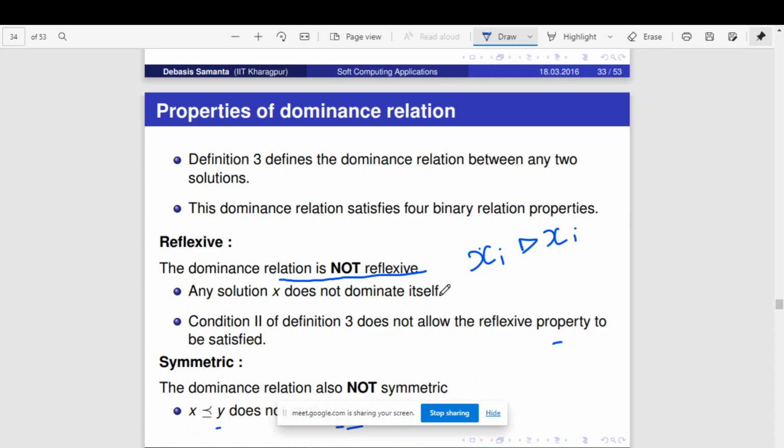So because of that, yeah. So does it mean that it is anti-symmetric always? No. So it does not satisfy reflexive, it is not reflexive, it is not symmetric, it is not anti-symmetric. What about transitive property?